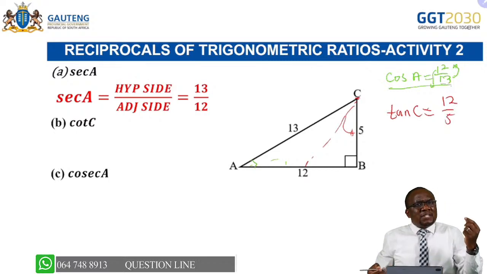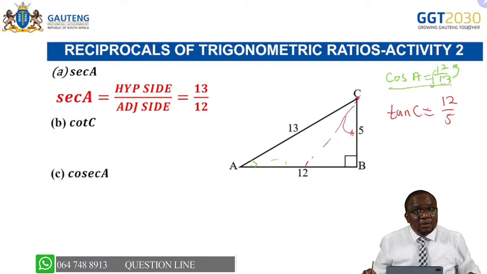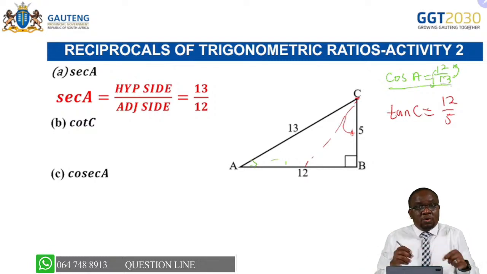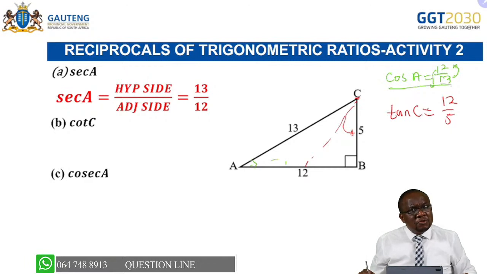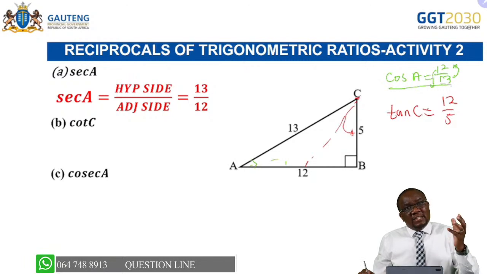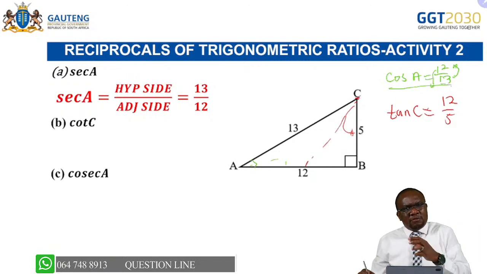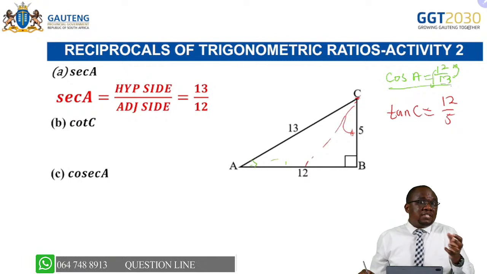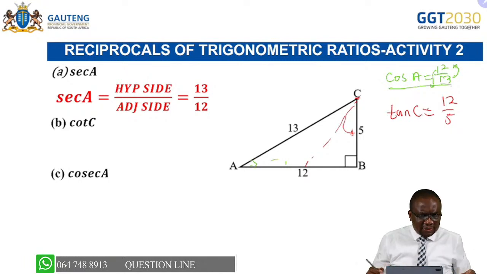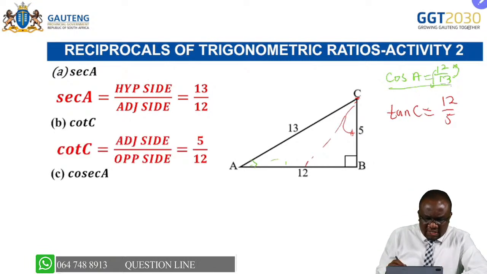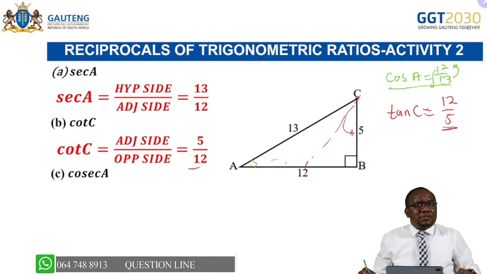Now, what will be the reciprocal of that? The reciprocal of tan C is called cot C. Is it going to be 12 over 5? It's 5 over 12. Tan C is opposite side over adjacent side. Cot C is adjacent side over opposite side, so it's the other way around. So cot C is going to be 5 over 12. Do you see that? These are reciprocals of each other.